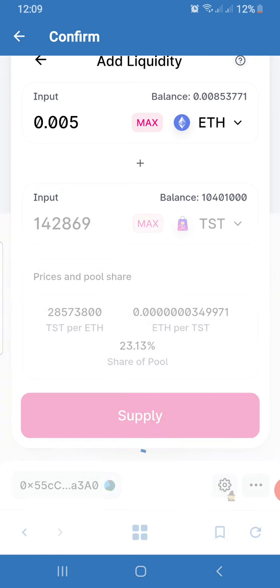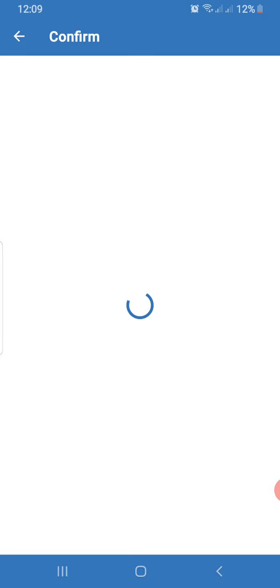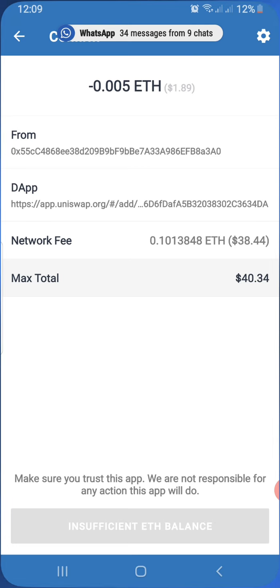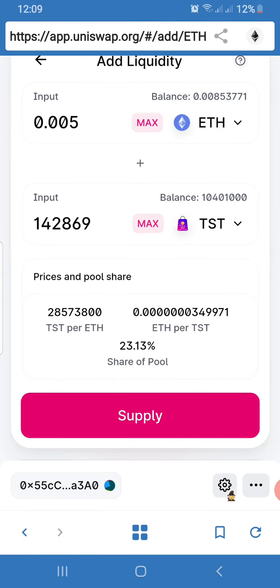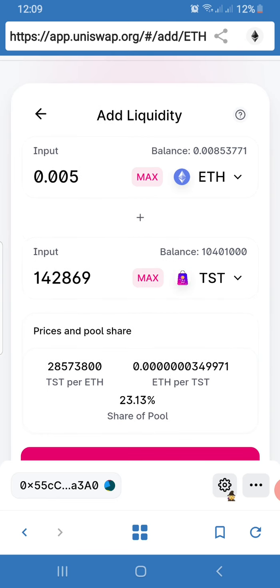You click on supply, and it shows you how much fee you're going to pay. Now, the fee here is determined by the Ether gas price during the period you want to do this transaction. In this case, you can see that the gas price is high, that's 8.44. So you have to know the gas price first before you venture into this. I can show you guys how to know the Ether gas price later on in a different video. So this is how to add liquidity.